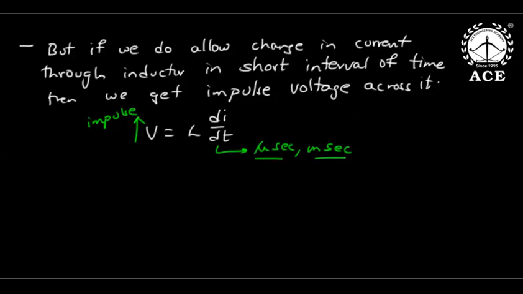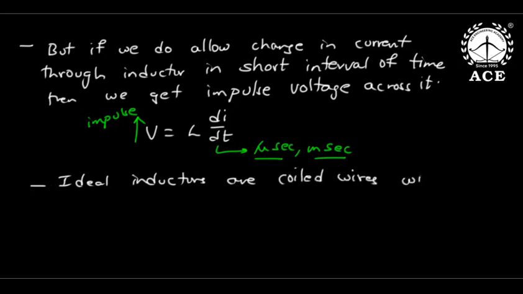Then, ideal inductors are coiled wires with zero internal resistance.